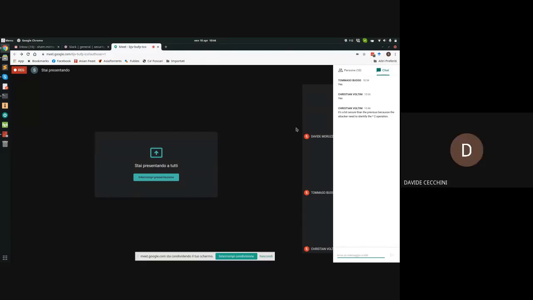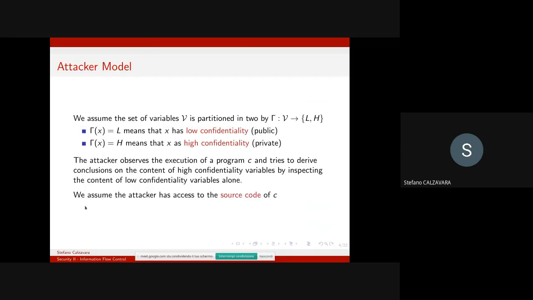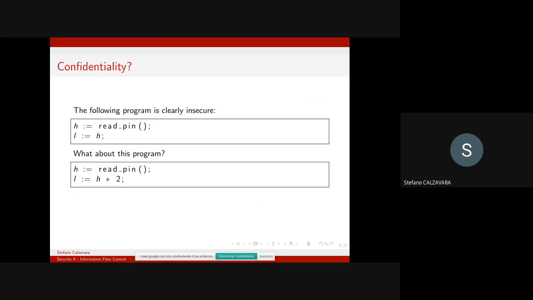It's not secure. Okay, so we got two answers. One answer is not secure. The other one, which I got in the chat, please don't use the chat but just unmute the microphone and speak, is that this program is a little bit more secure than the other program because the attacker must know that the secret is multiplied by 2. But we said in our attacker model that we assume that the attacker has access to the source code of the program. So if the attacker has access to the source code, this program is clearly insecure.